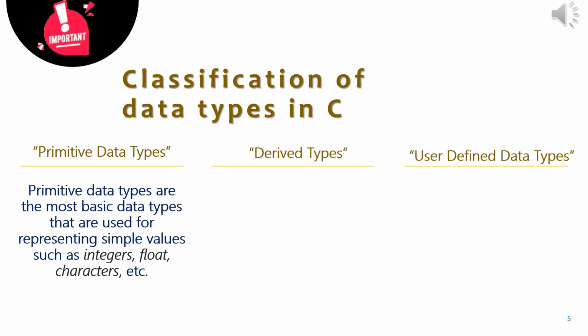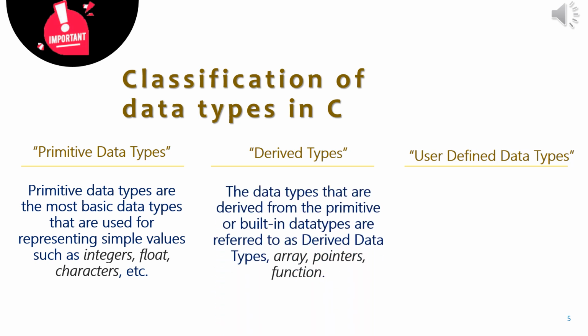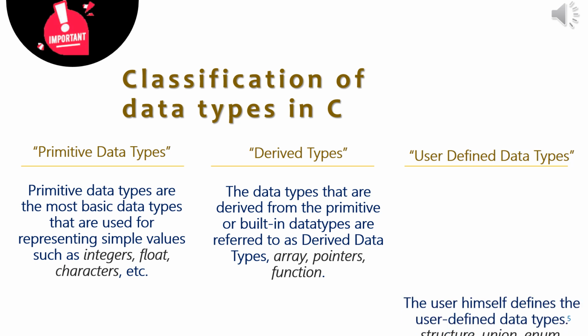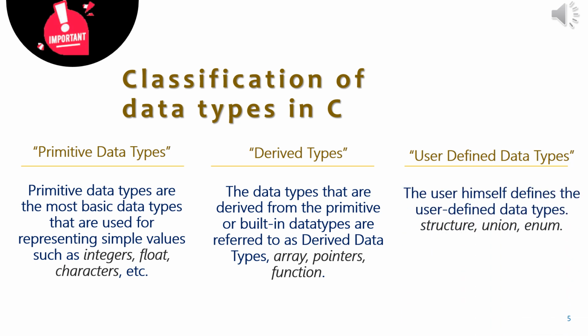Primitive data types. Primitive data types are the most basic data types that are used for representing simple values such as integers, float, characters, etc. Derived types. The data types that are derived from the primitive or built-in data types are referred to as derived data types. Array, pointers, function.